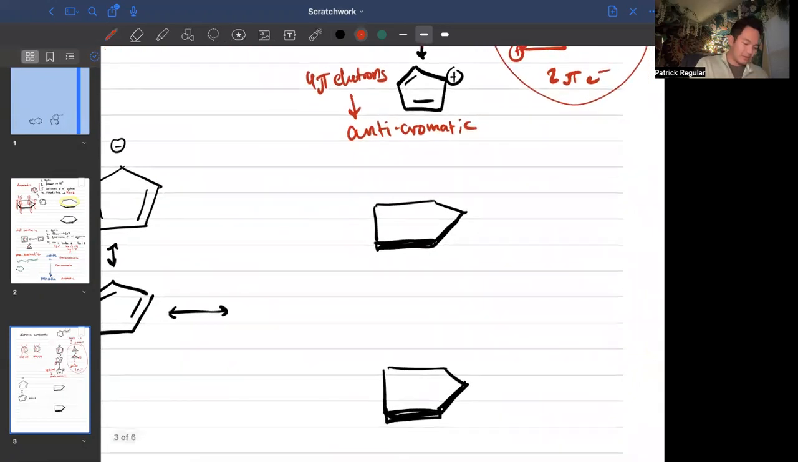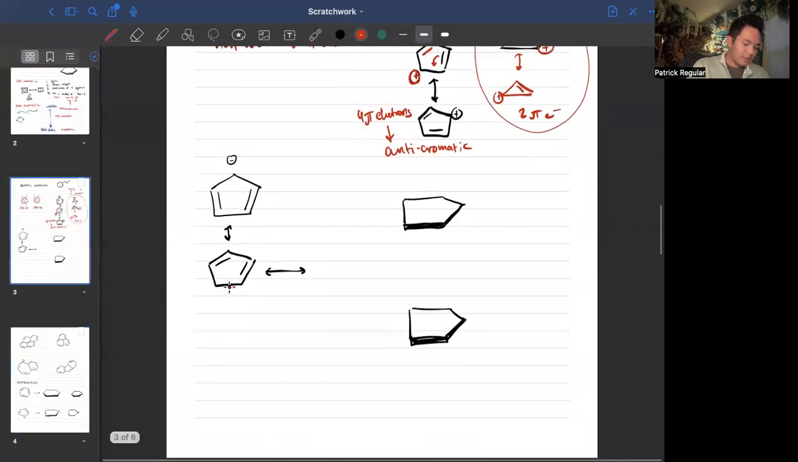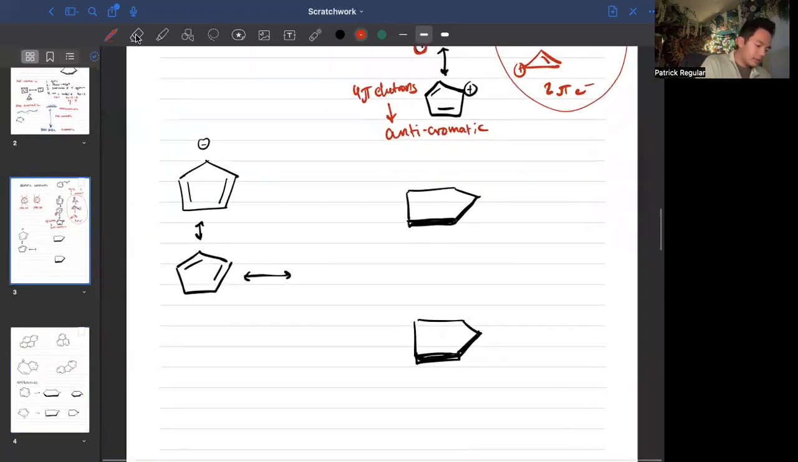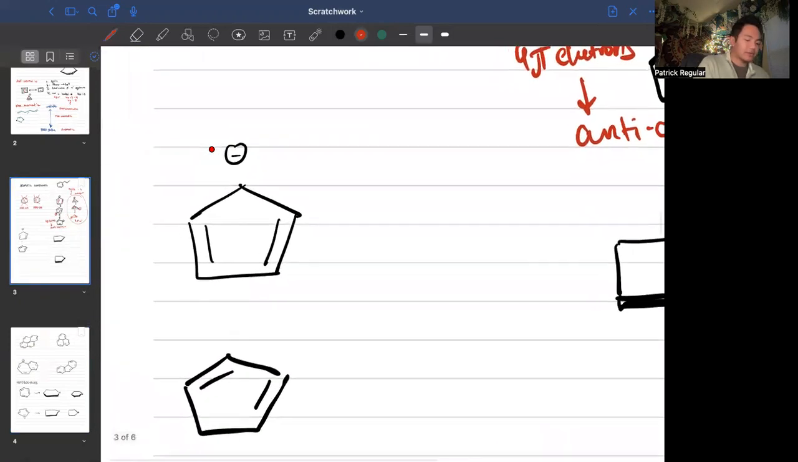Now, let's look at this one. Now we have the contrast of the one we had before, where instead of a positive charge, we have a negative charge. What does that mean? We have a lone pair. All right. If we have a lone pair there, I'm just going to go ahead and write that H.